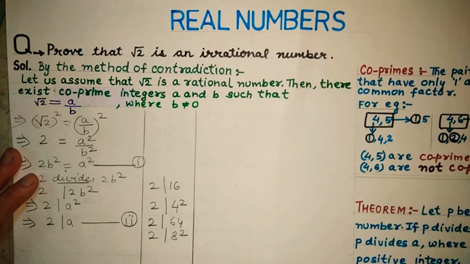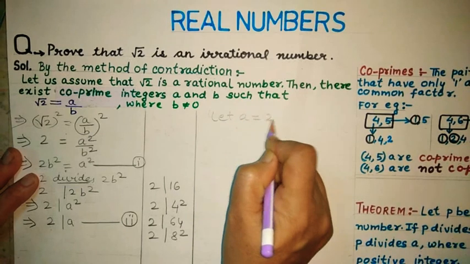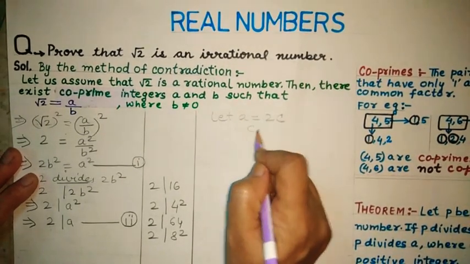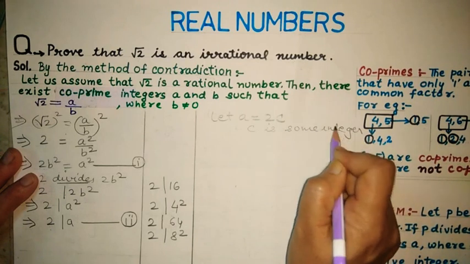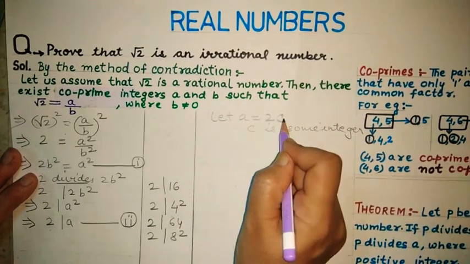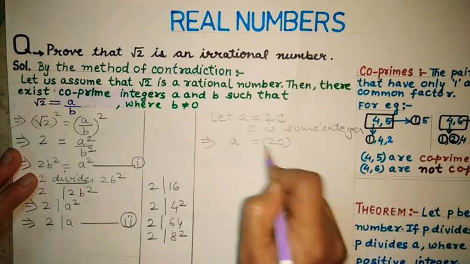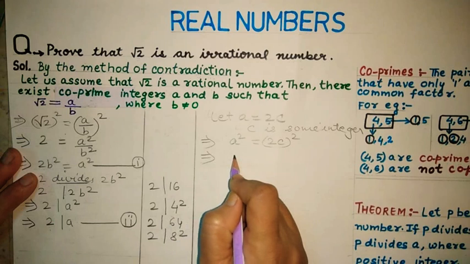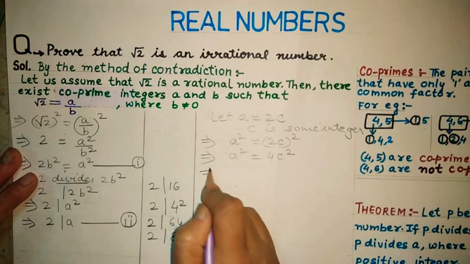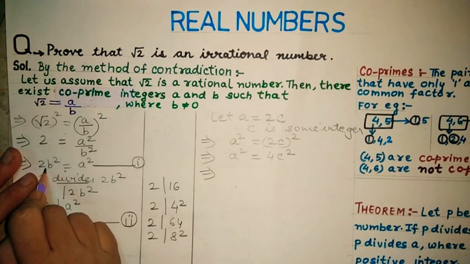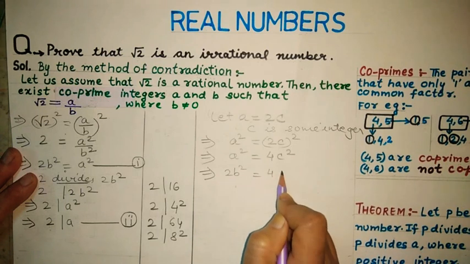So next we proceed with this. 2 divides a, so let a be equal to 2c, where c is some integer. After a is equal to 2c, we can take the next step as squaring on both sides. What do we get? a square is equal to 4c square. Now from the first result, a square is equal to 2b square. We can write in place of a square, 2b square is equal to 4c square.